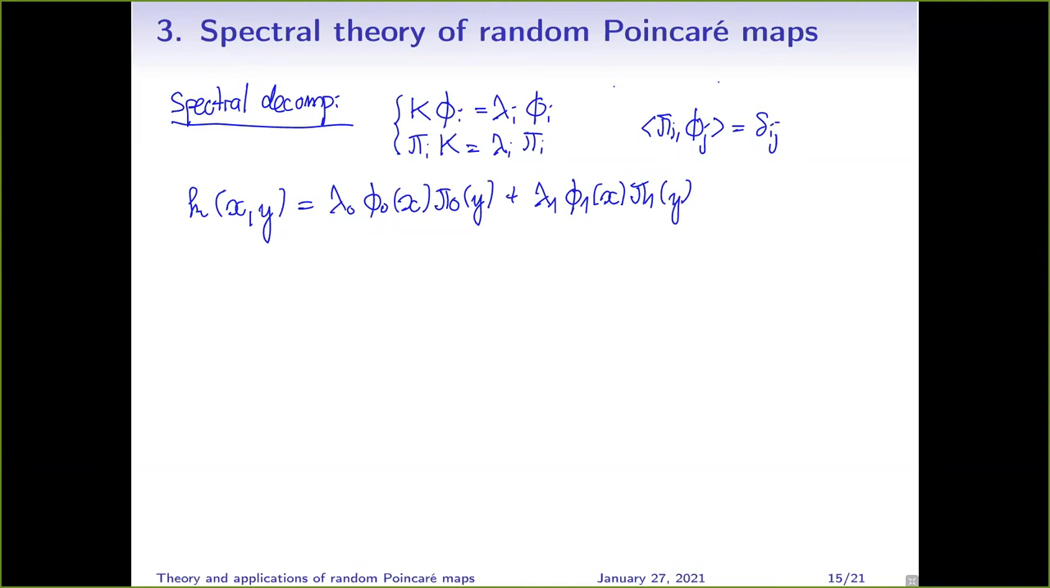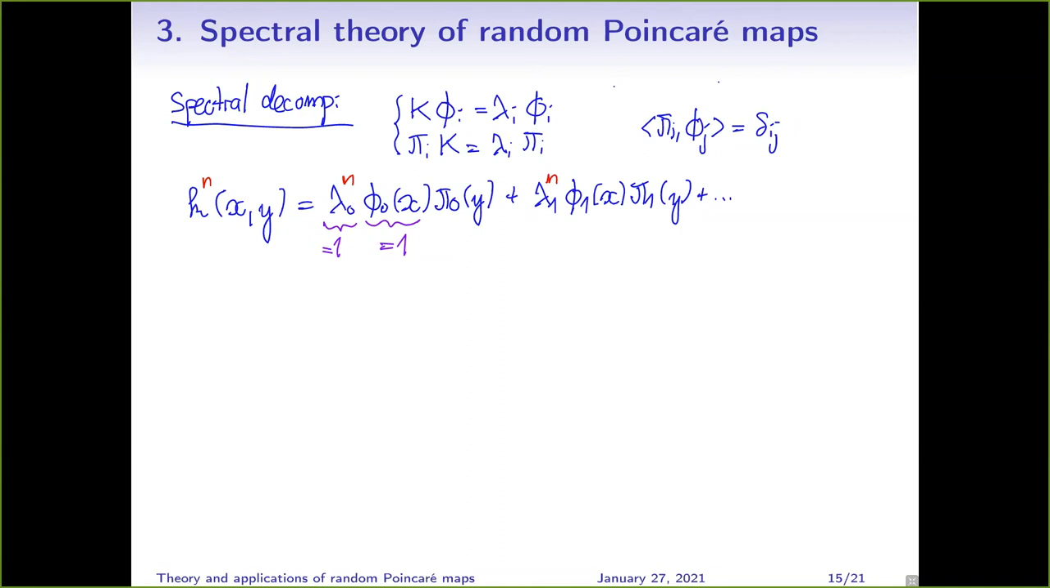Okay, you might have to use Jordan blocks if you have multiple eigenvalues, but if it's not the case, then you have a decomposition like this. Actually, if I don't kill my process, lambda naught is equal to 1, and then phi naught is also constant equal to 1. Now, why is this useful? Because if now I iterate my kernel, I will simply take powers of the eigenvalues here. So if I know something about the eigenvalues and eigenfunctions, I get information about my kernel.